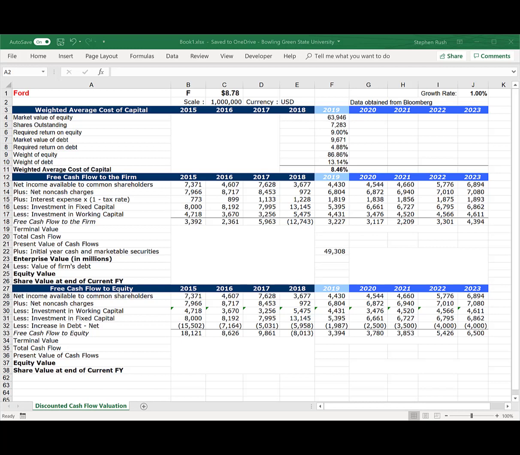I have also already calculated free cash flow to the firm and free cash flow to equity using the last 5 years of financial statements.